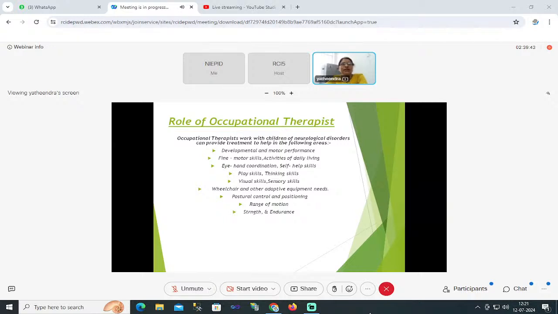So the role of OTs in developmental and motor performance includes fine motor skills, gross motor skills, visuomotor skills, oral motor skills, and activities of daily living. For performing activities of daily living, the person should have proper eye-hand coordination, thinking skills, visual skills, sensory skills. We are able to do our daily living skills with our sensations, so sensory skills are also important for cerebral palsy children. Then we suggest wheelchairs or other adaptive equipment, whatever they need for their performance. Then postural control and positioning, range of motion, strength and endurance.